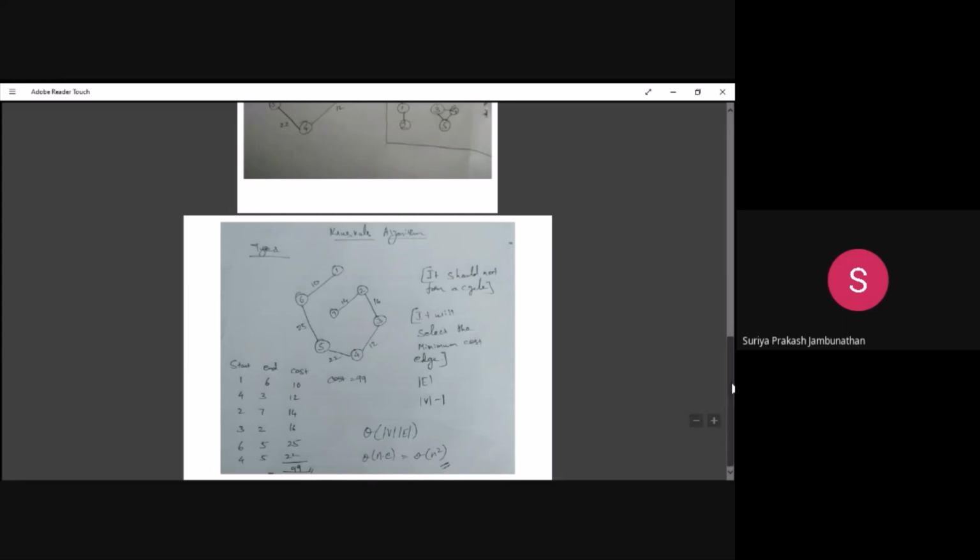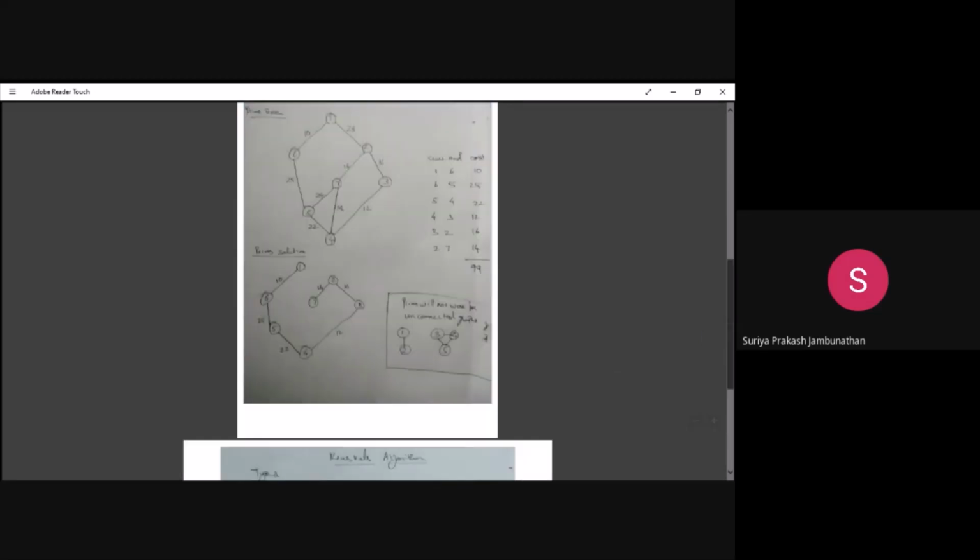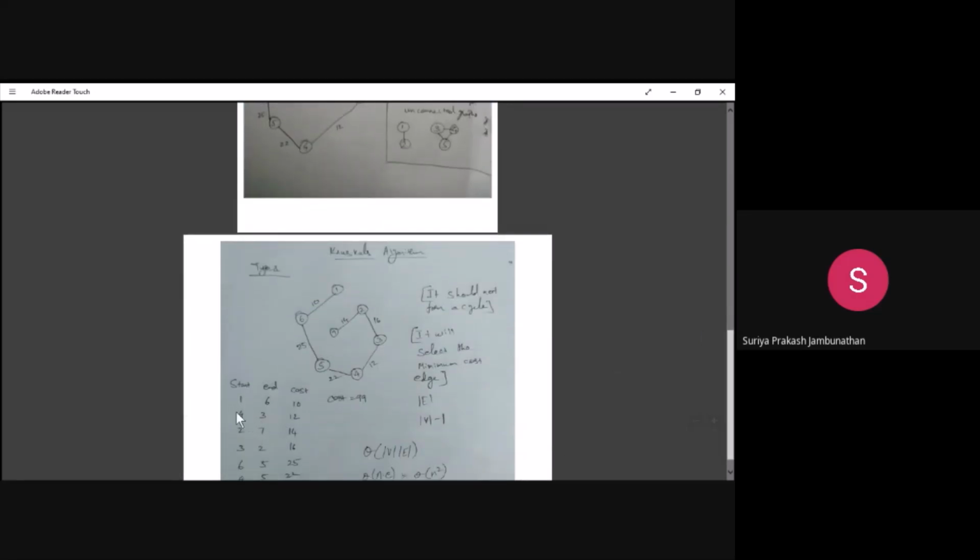When you are identifying the next least value, what is the next least value in the given graph? You have to see the entire graph, the next greater value after 10. There is no value less than 10. What is the next greater value? 12. So which nodes have the weight 12? 4 to 6 or 3 to 4. 3 is the lower value and 4 is the higher value, so we take 3 to 4. The weight is 12, the cost is 12, and that we have to consider.